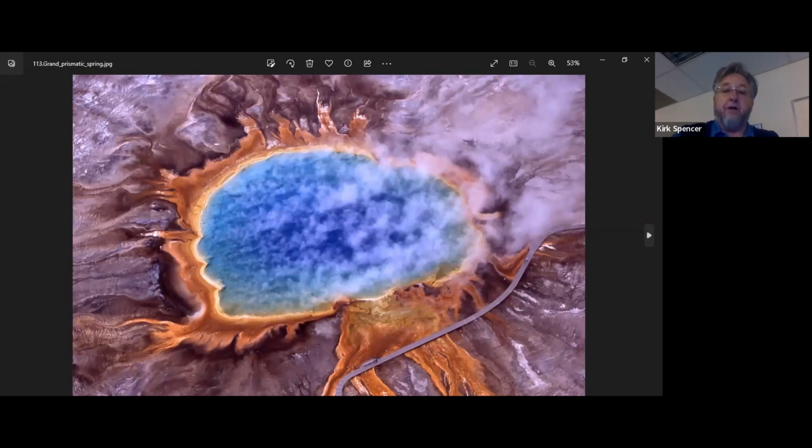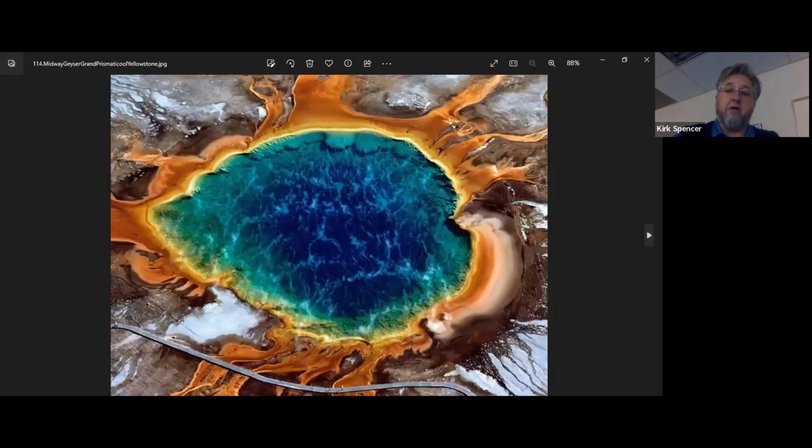So prismatic springs, it's a hot springs that has certain types of algae and bacteria that create different colors.